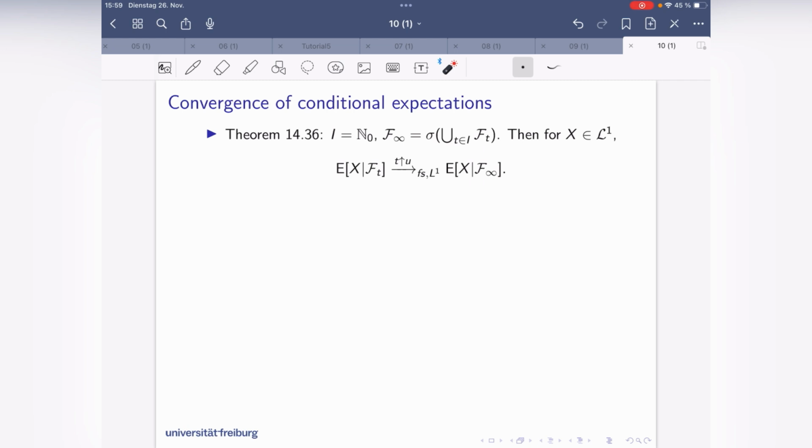with convergence of conditional expectations. Here I claim that, so I have some X here, and the conditional expectation of X given F_t converges to the conditional expectation of X given F infinity, which is the sigma algebra generated by all the F_t's.